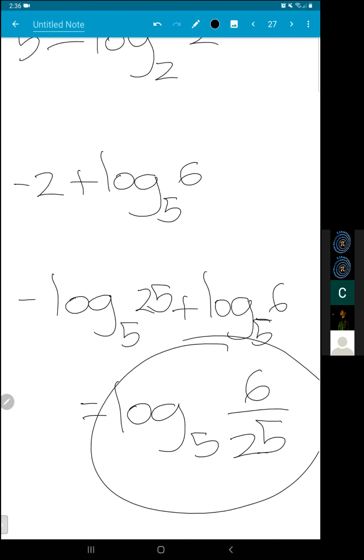And there are exercises given in Canvas. You may want to try out exercises similar to these.